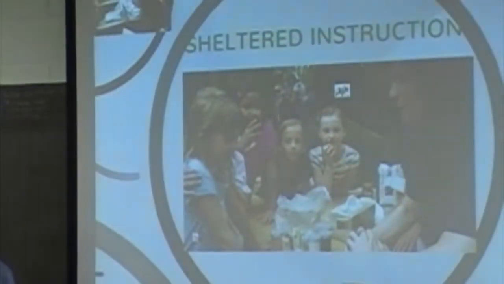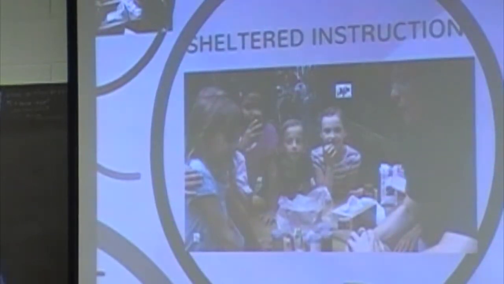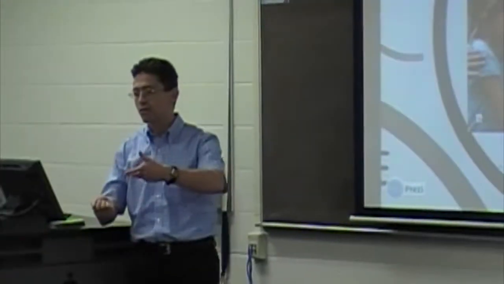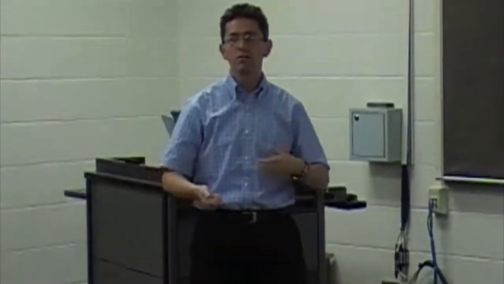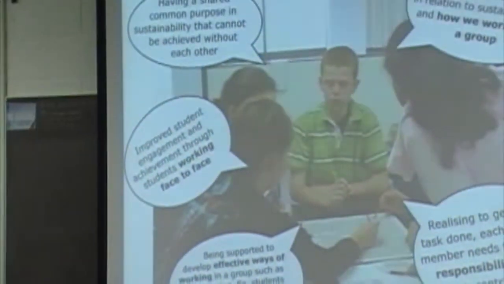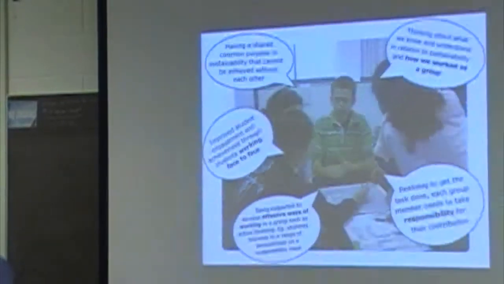The next is the sheltered instruction, which is divided in 4 main parts. The first one is providing them, through the lessons, with handouts in order to make the classes more interactive. The next one is the cooperative learning, which is based on grouping them in as many different ways as we can through the learning process.